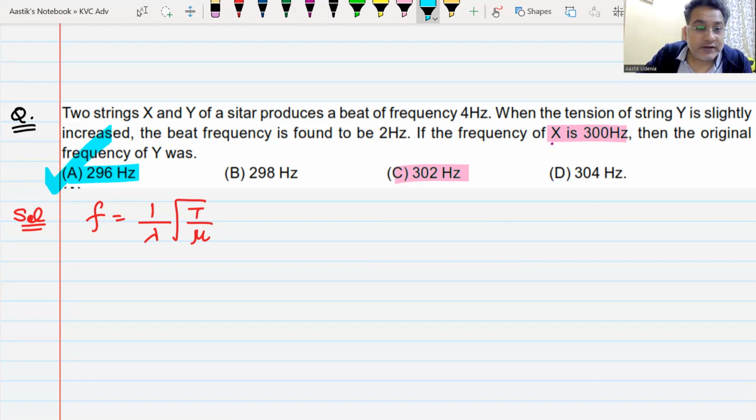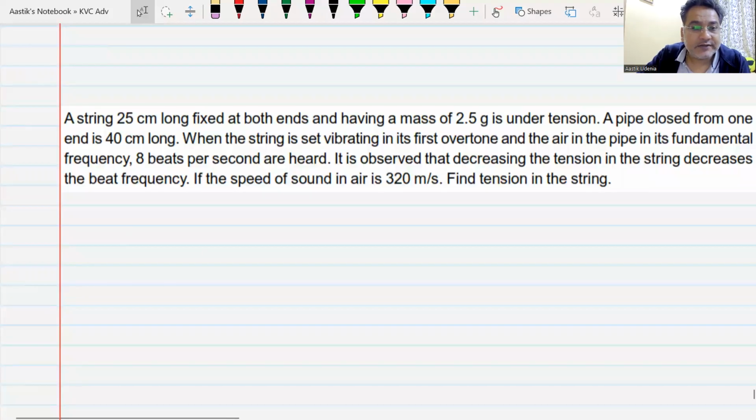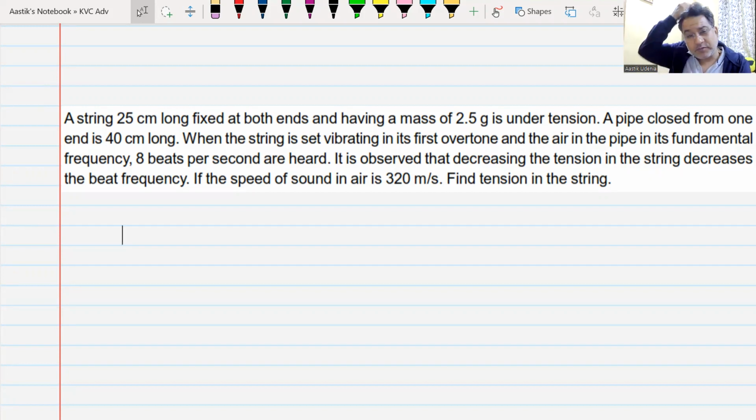Let's see if you can do this one. And again, it requires two topics mixed together. This is a favorite topic of JEE Advanced. So let's see if you can do this.